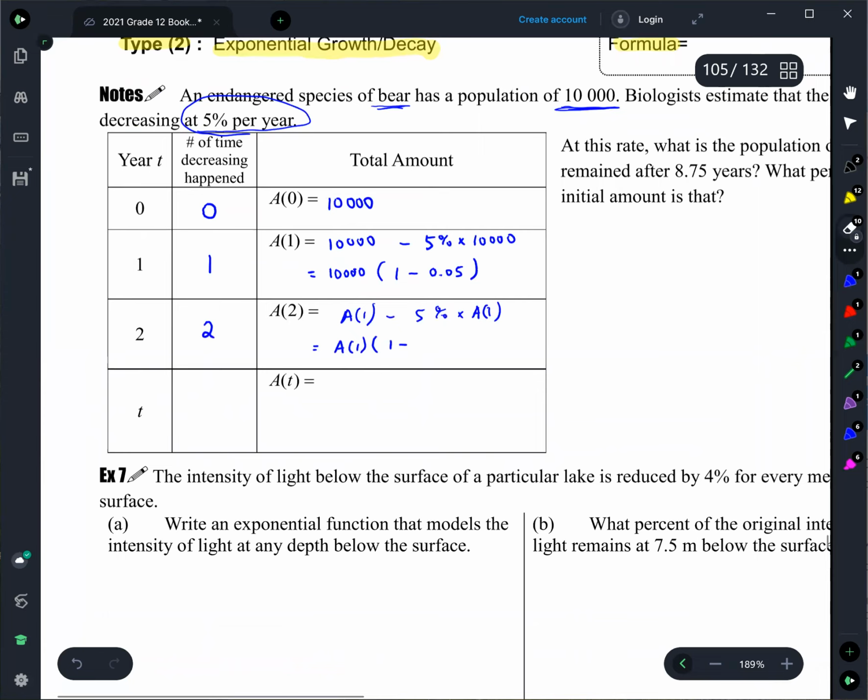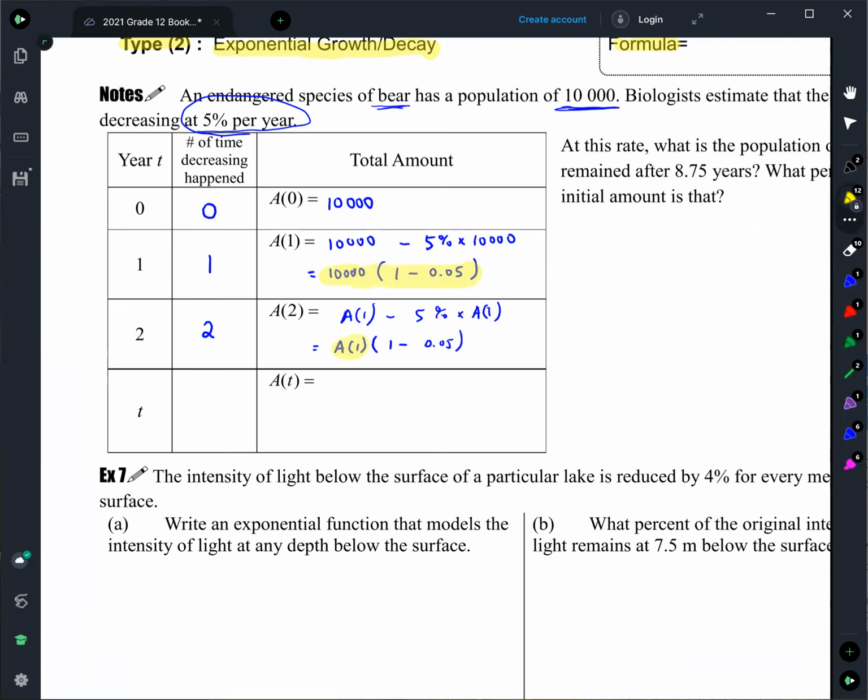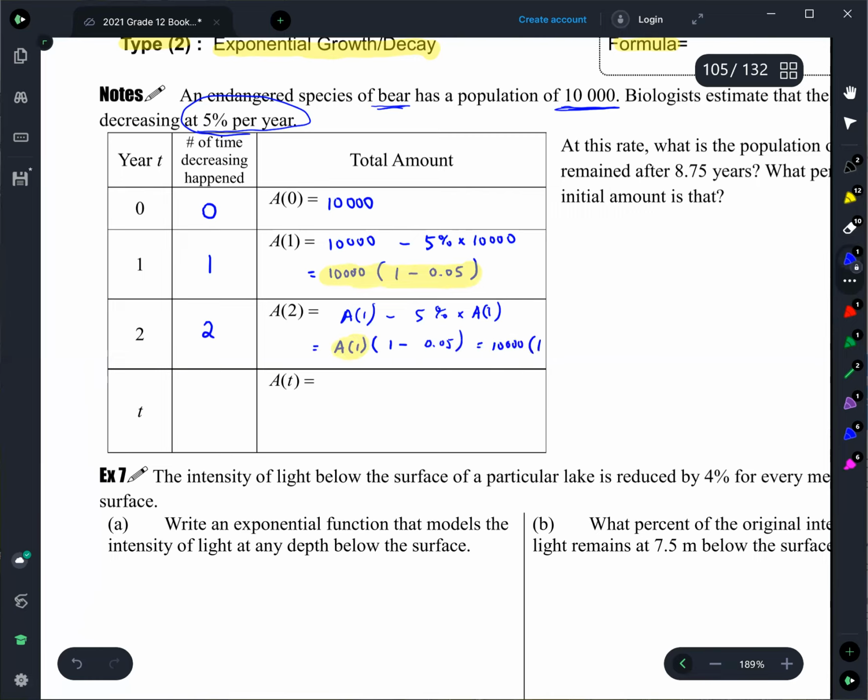So you can see the 0.05 keeps happening, right? And because the A1 we set here is this thing, okay, so we're replacing it. So that makes it 10,000 times 1 minus 0.05 squared. Because the two brackets are the same. Okay, can you raise your hand if you caught up to here?